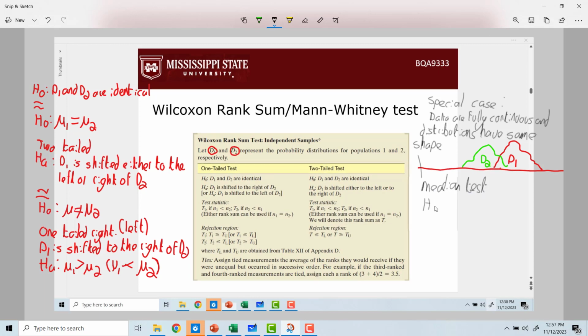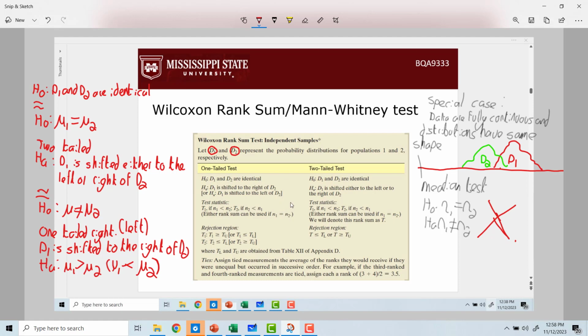I.e., say for H0, that would be median 1 equals median 2, and HA median 1 is not equal to median 2. But we're not going to make those assumptions because it's very hard to say one distribution has the same shape as the other. So we're just going to focus on the one in the slide.